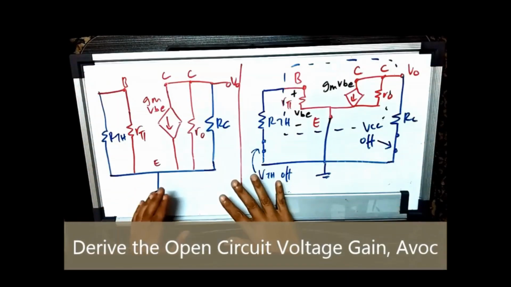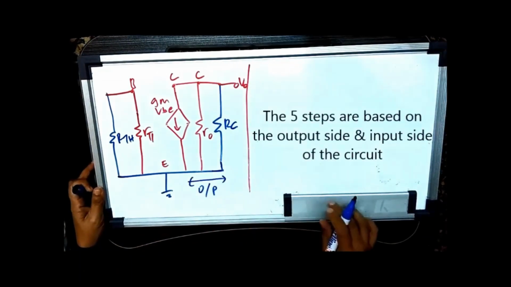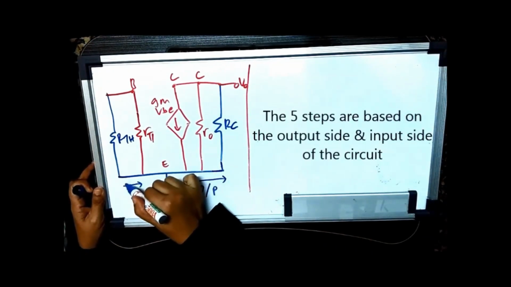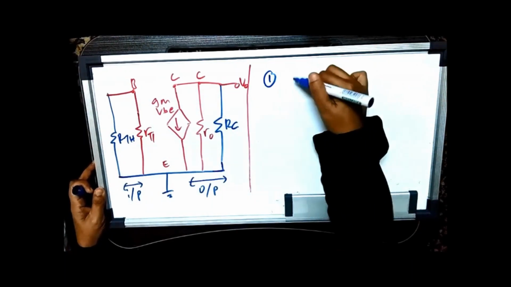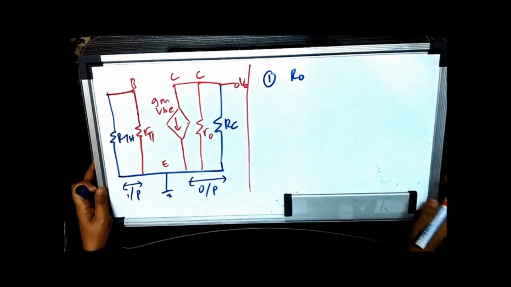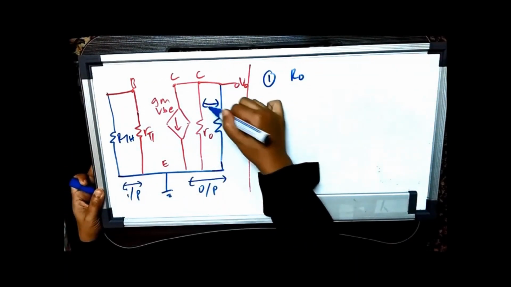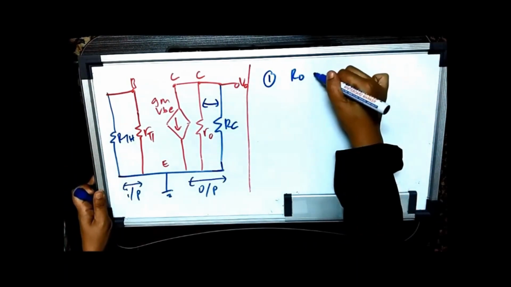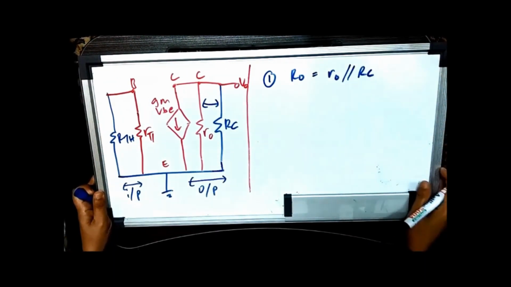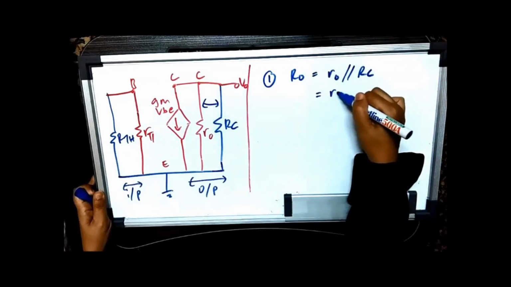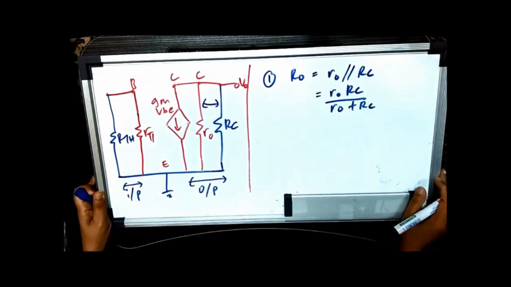Now we can do the 5 steps to calculate the open circuit voltage gain. This is my output side and this is my input side. The first step is the calculation of the output resistance Ro. If you look at the output side, these two are in parallel. So Ro is equivalent to the small ro parallel with RC, which is equivalent to ro·RC over ro plus RC.